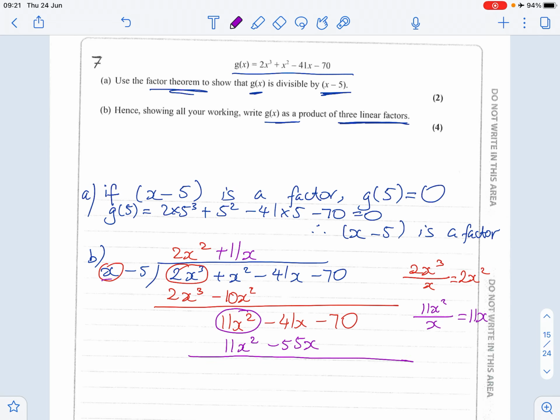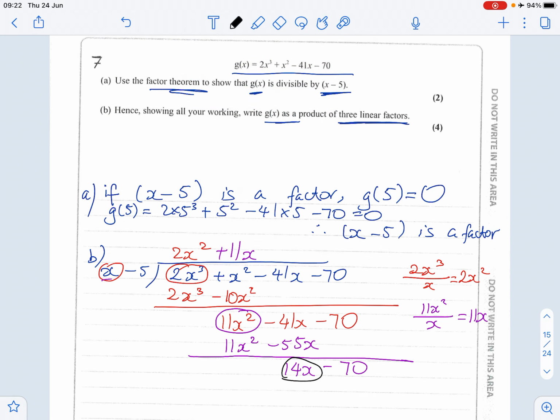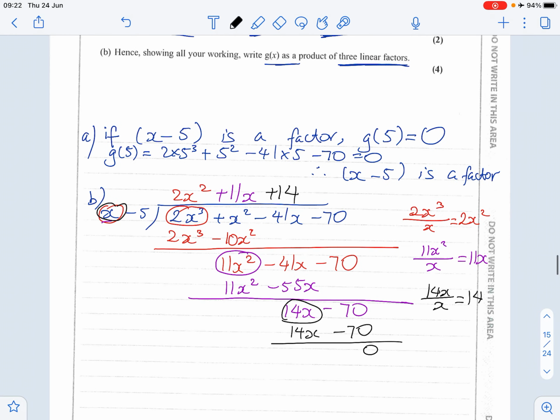Then we subtract again. 11x squared minus 11x squared is 0. Minus 41x minus minus 55x is 14x. Then minus 70. Then we divide this by x. So we have 14x divided by x equals 14. So we have plus 14. So plus 14 multiplied by x is 14x. 14 multiplied by minus 5 is minus 70. Then subtract it, we get a 0.